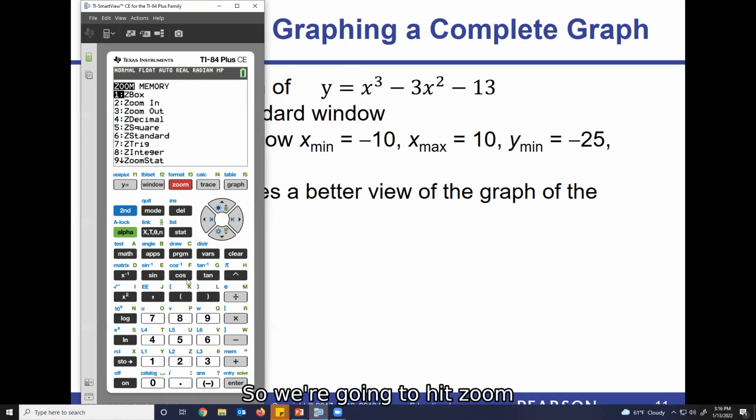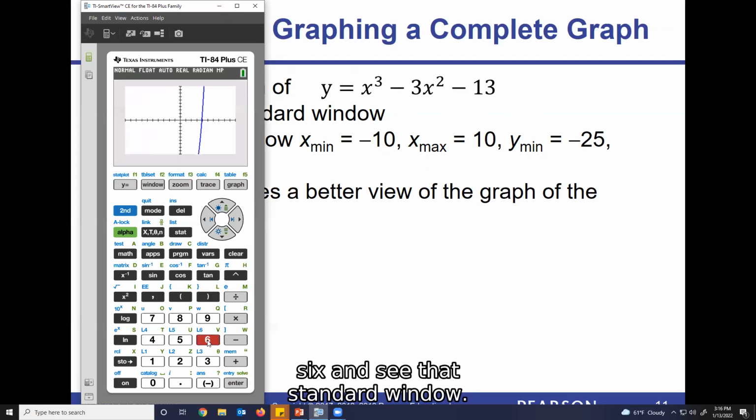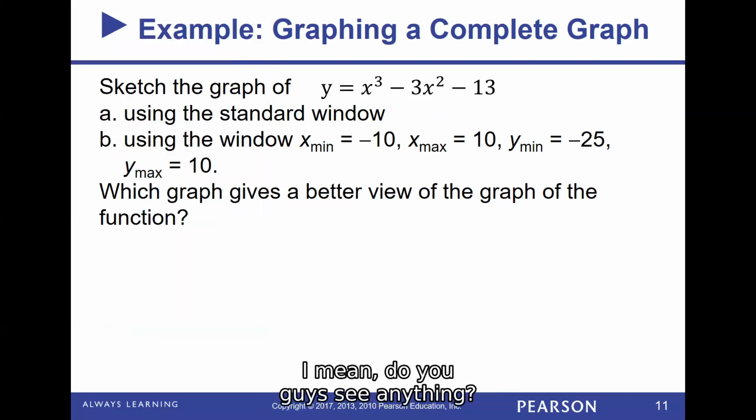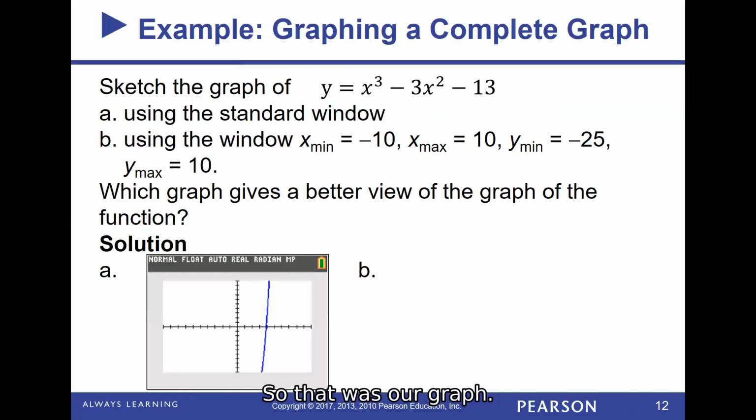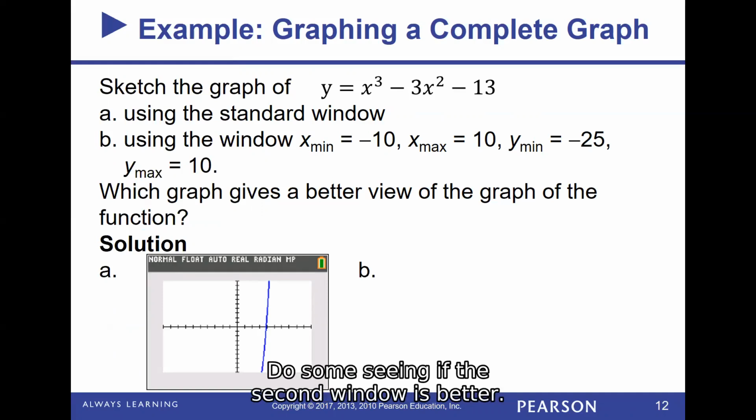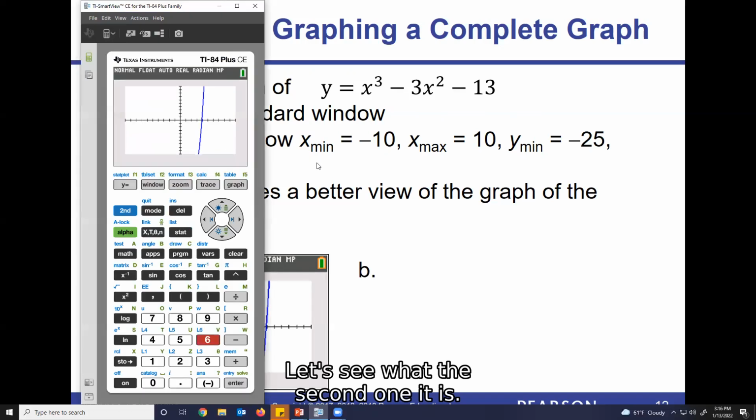Okay, so we're going to hit the zoom 6 and see that standard window. Now, as I take a peek at that, I don't really see much. I mean, do you guys see anything? Okay, so that was our graph. Like, we just don't see anything. So because we don't really see much, I'm going to see if the second window is better. Let's see what the second window does.